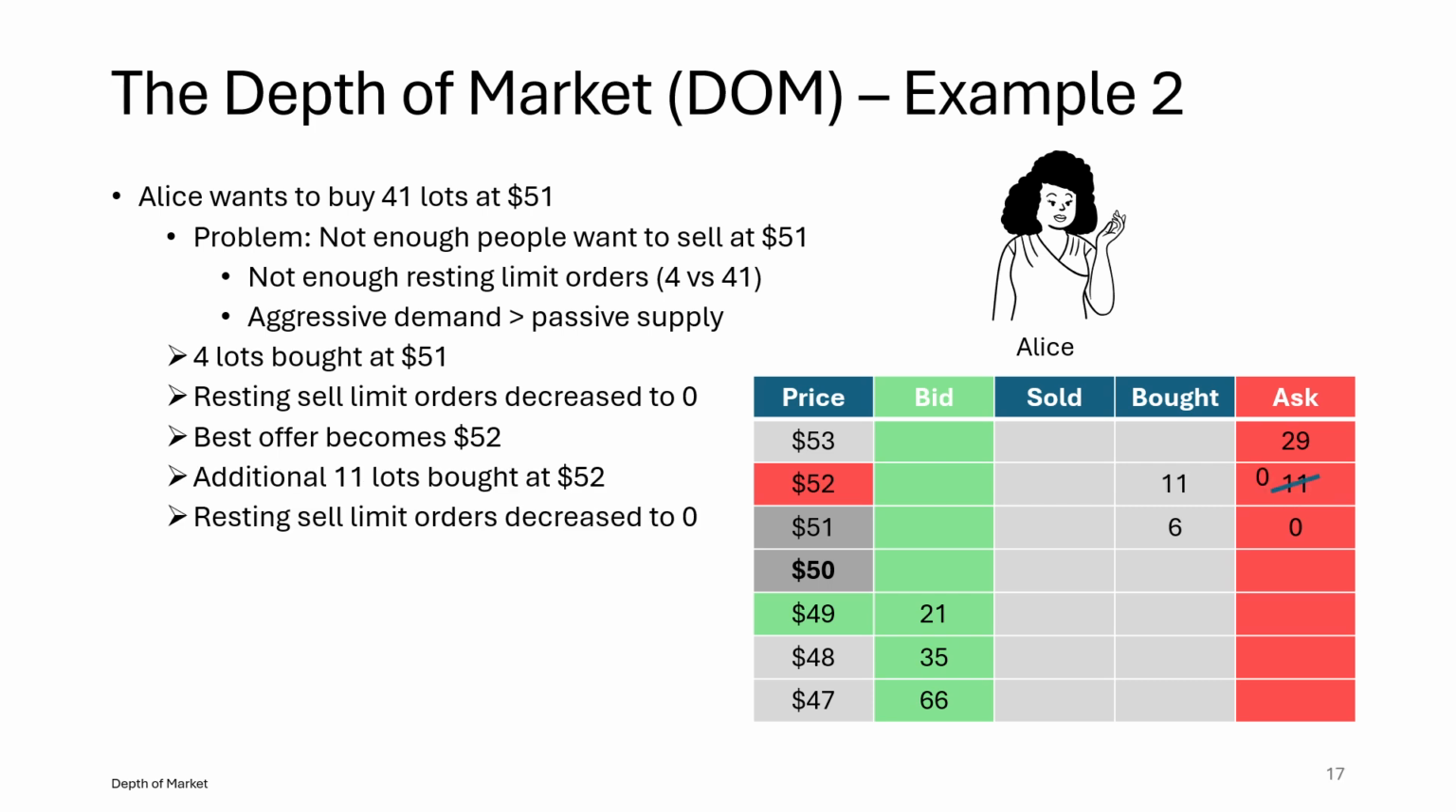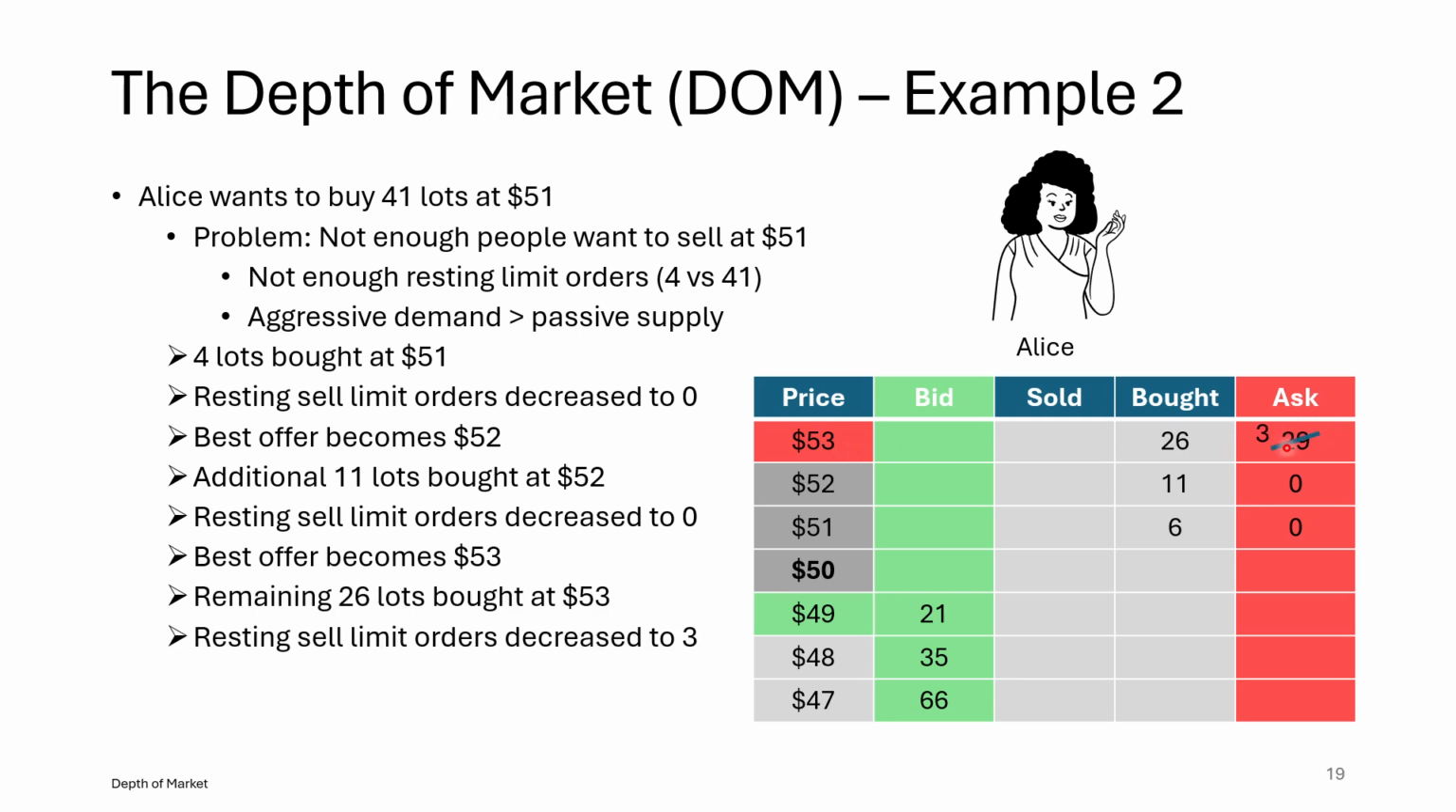And now we can buy an additional 11 lots at this price level. Right? It's still not enough to fill all of her order, but at least another part of that. So additional 11 lots bought here at $52, which means the resting sell limit orders are decreased to 0, and we write down the 11 here in the bought column. And then, since the resting limit orders are again exhausted at that price level, the best offer rises again. Best offer becomes $53.